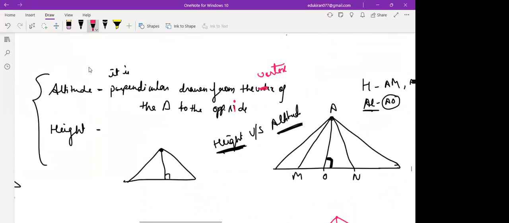Ma'am, can you give some example related to this altitude? What does altitude mean? Altitude only means that any height which will have 90 degrees, the sign of 90 degrees over here, you will say, ma'am, this is not a height. You will change the name basically. You will say, ma'am, this is the altitude. Okay. Yes, ma'am.